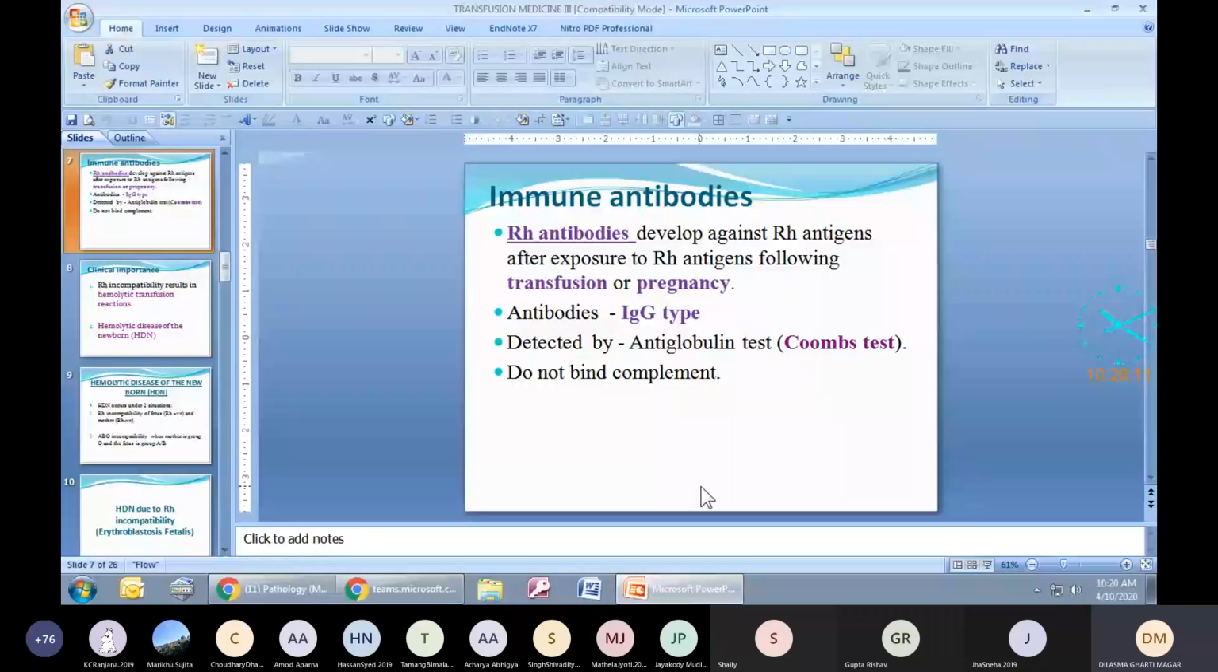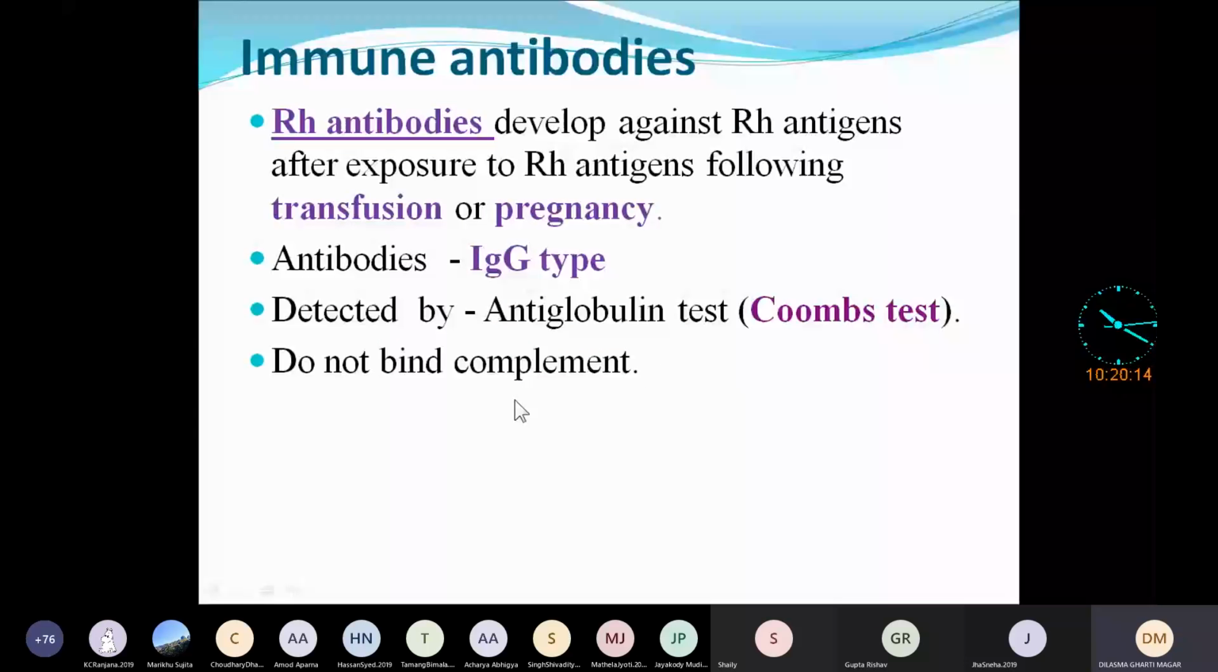Now we are talking about the immune antibodies. Here you see Rh antibodies develop against the Rh antigens after exposure to the Rh antigens following transfusion or pregnancy. Sometimes there can be a mistake in the blood bank. If Rh positive blood is given to an Rh negative person, Rh antibodies will be formed in the body, and these Rh antibodies will attack the Rh positive blood, leading to a transfusion reaction.